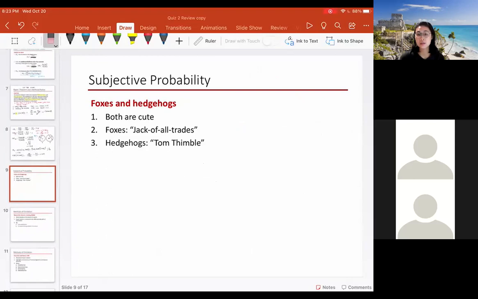Foxes and hedgehogs. Foxes are basically your jack of all trades. They're a master of none. They know a lot, but shallowly. Hedgehogs are your experts. They dive in to just one topic. They know it deeply, but they're almost entirely ignorant of everything else. That's a hedgehog.